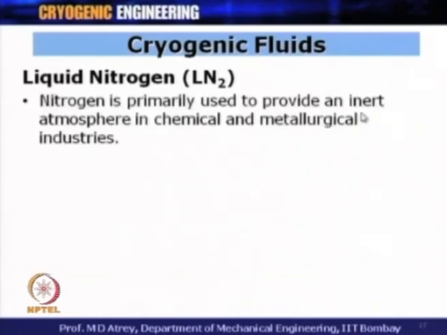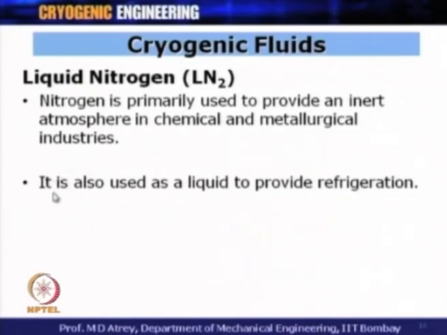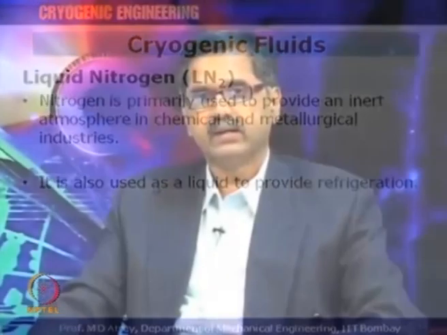Nitrogen is primarily used to provide an inert atmosphere in chemical and metallurgical industries. It is a non-reactive kind of gas, and therefore, it is widely used because it is available in plenty and cheap. It is also used as a liquid to provide refrigeration. So, for a lot of activities related to food preservation, blood preservation or medicine preservation, one would use liquid nitrogen because of its cost effectiveness, availability and non-reactivity.